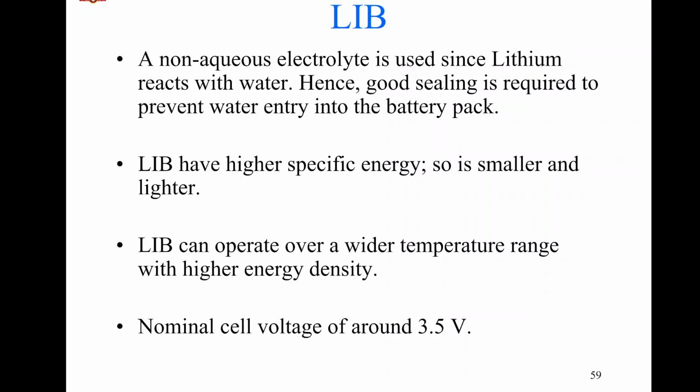Lithium-ion batteries have higher specific energy, so they are smaller and lighter. These batteries can operate over a wider temperature range with high energy density. And here, the nominal cell voltage is around 3.5 volts.